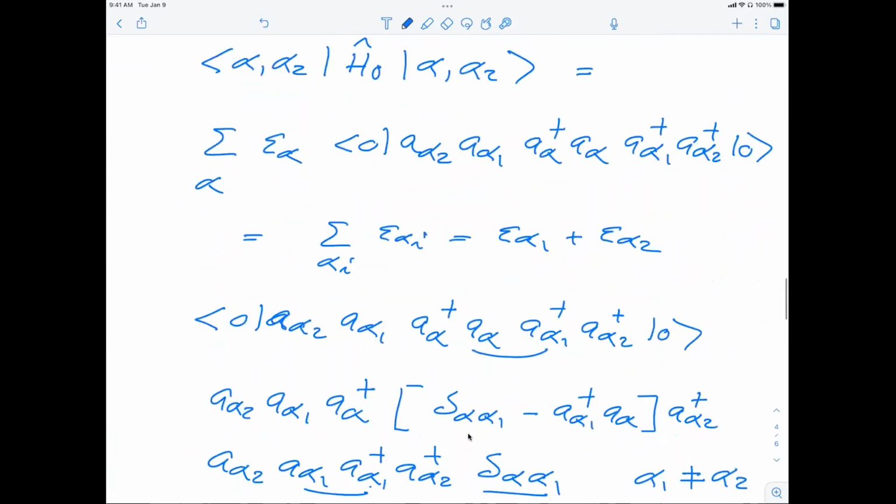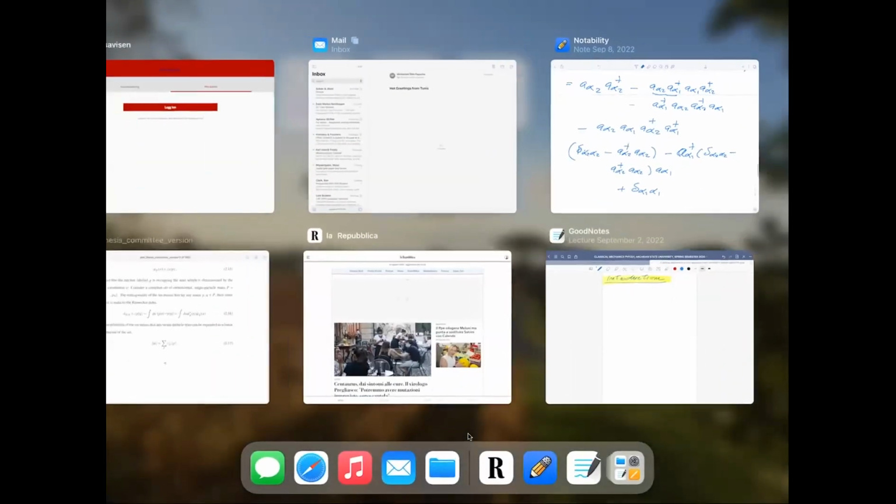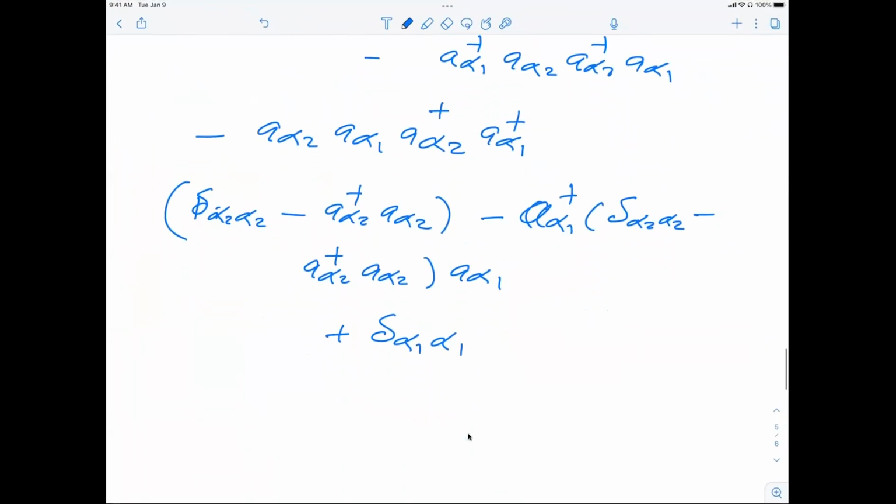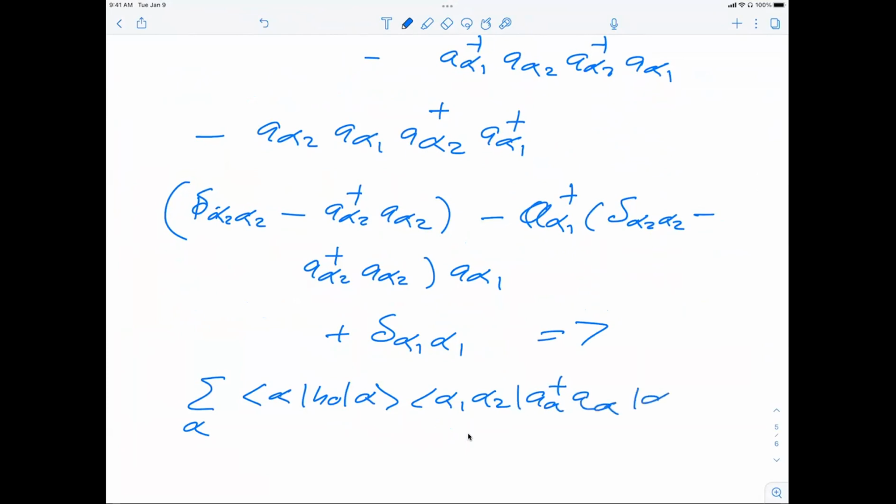So that means that when I collect everything, my expectation value of the operator H0 with states alpha 1, alpha 2, created by a alpha dagger, a alpha of alpha 1, alpha 2, is simply going to be epsilon alpha 1 plus epsilon alpha 2. And this is actually one of the exercises tomorrow.